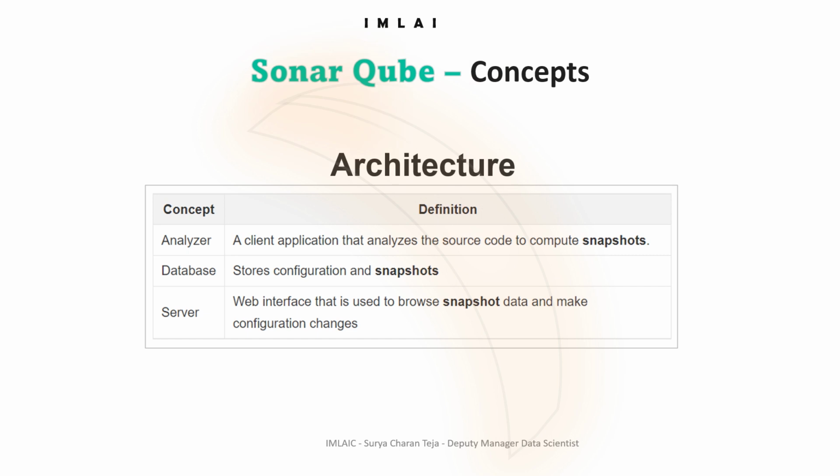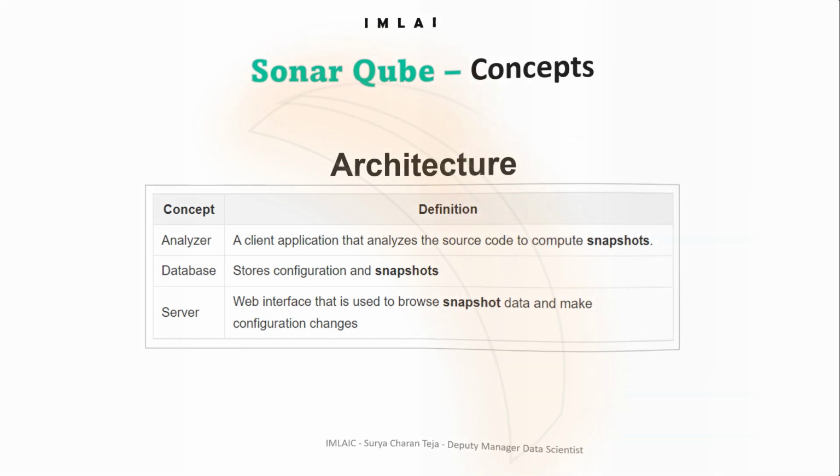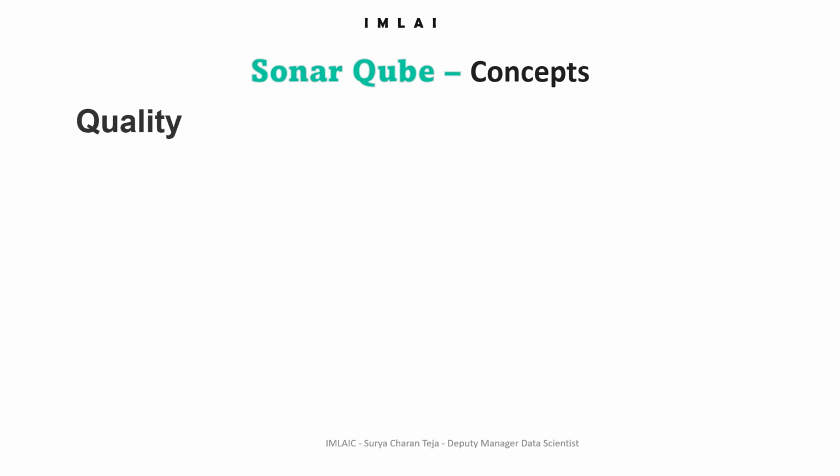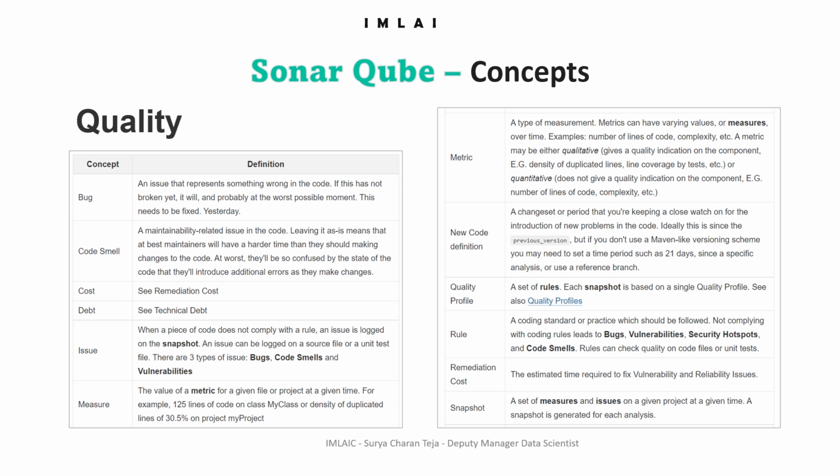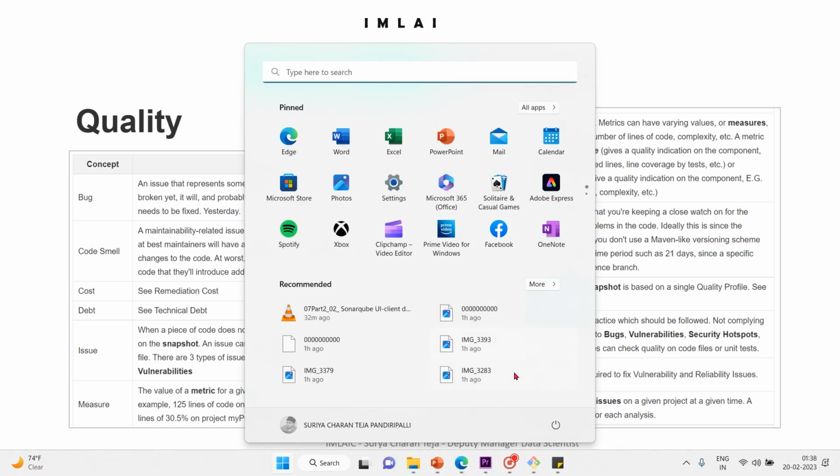Now let's dig deep into some of the SonarQube concepts. We'll begin with quality. What all does quality consist of? Such as bug, code smell, cost, debt, issue, measure, metric, new code definition, quality profile, rule, remediation cost, snapshot. Everything we're going to understand using this.